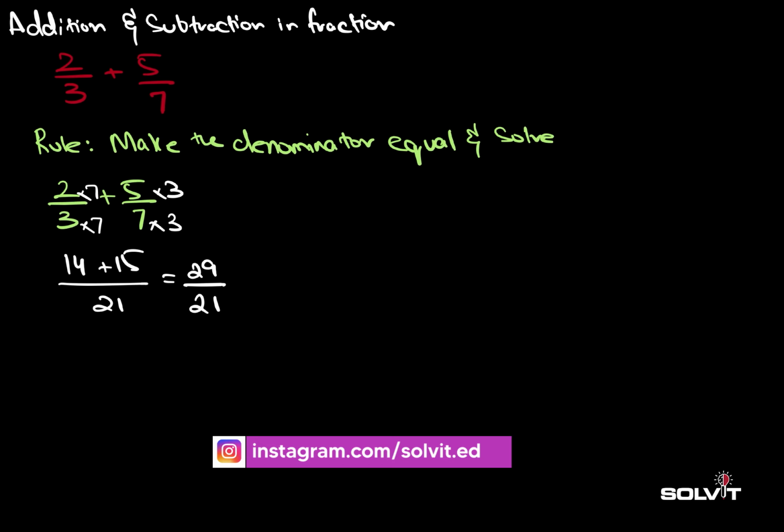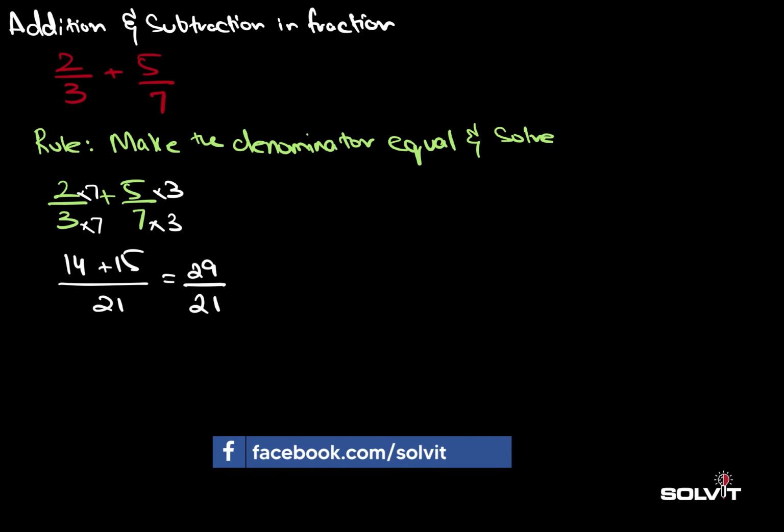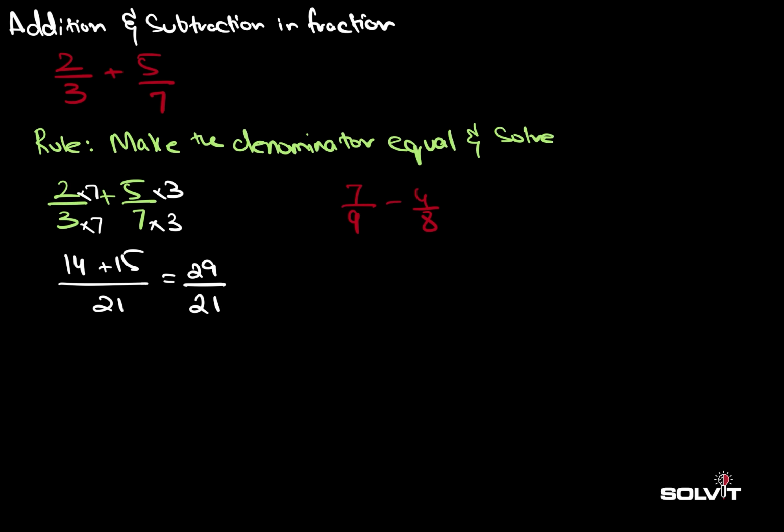And now let's just do another question for subtraction. For subtraction, it is given to us that 7 over 9 minus 4 over 8. So how do we do that? Again, let's just figure out the lowest common multiple of both. The lowest common multiple of 8 and 9 would be 72. So now let's just multiply this by 8 and this by 9.